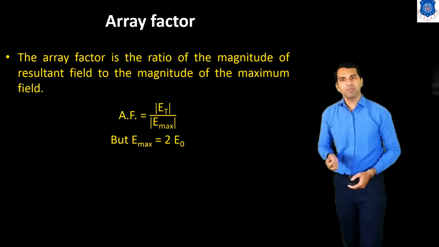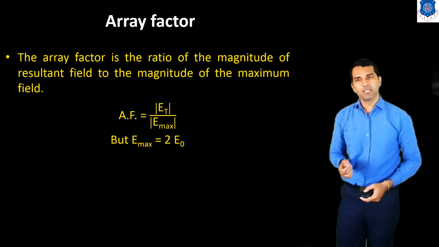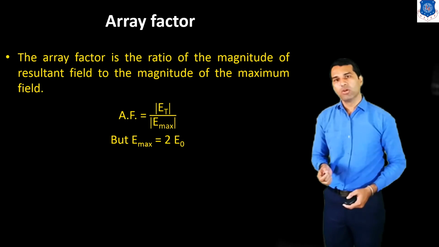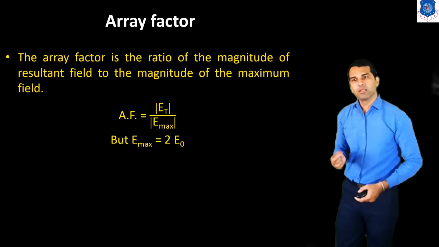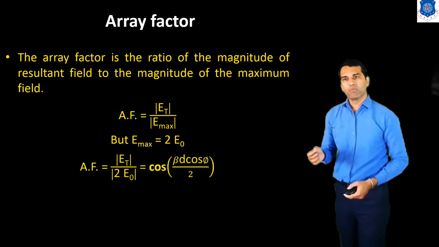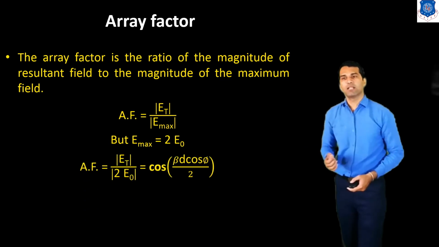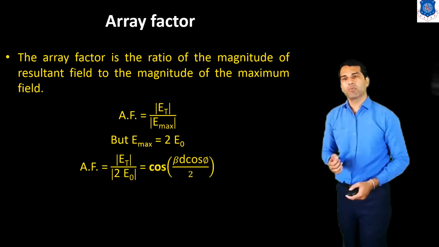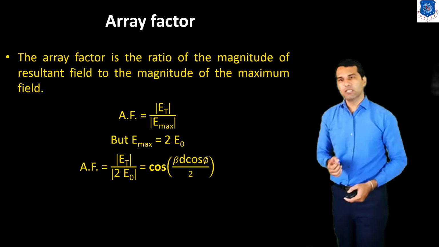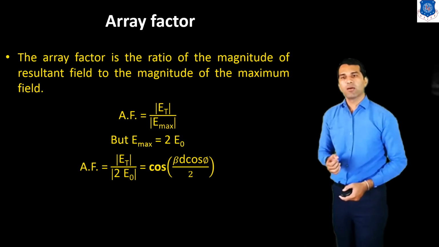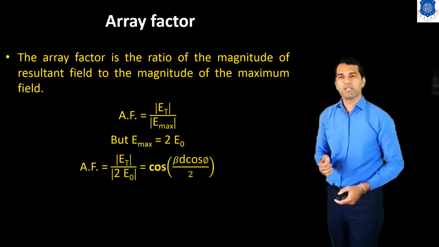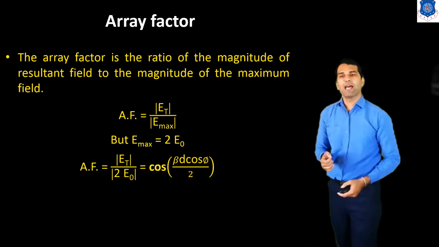But the E maximum value is at theta equals pi by 2, because we know that the maximum is there. So we get E maximum equals 2E0. When we put this in the equation, AF equals ET upon 2E0, and we have the value of ET equals 2E0 cos(beta d cos phi by 2). So when we solve this, we get cos(beta d cos phi by 2). This is the array factor.